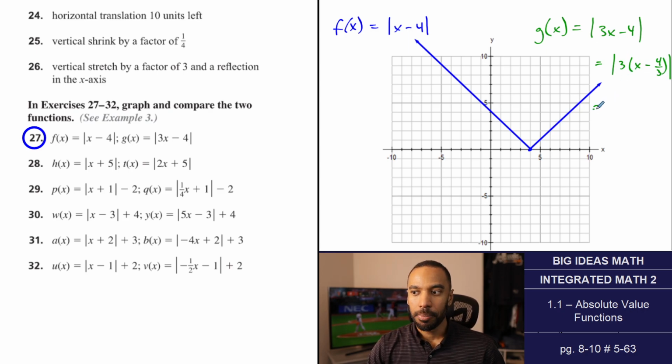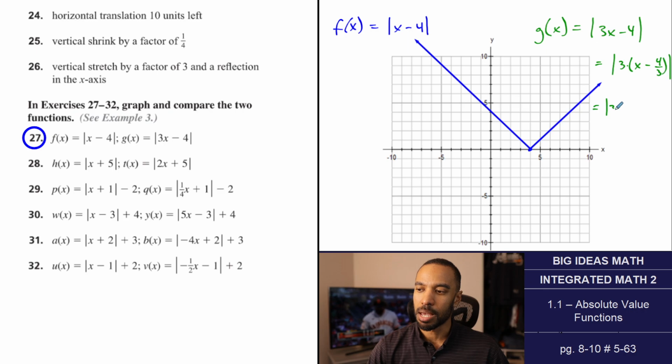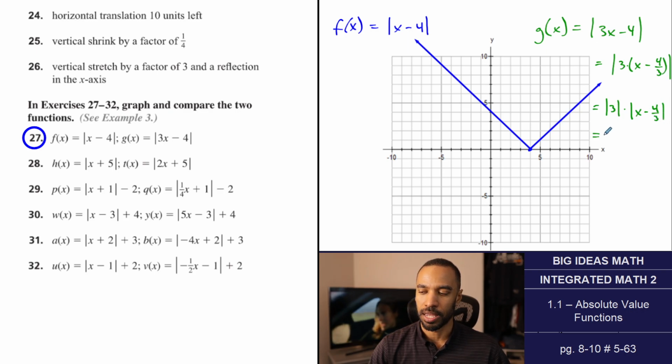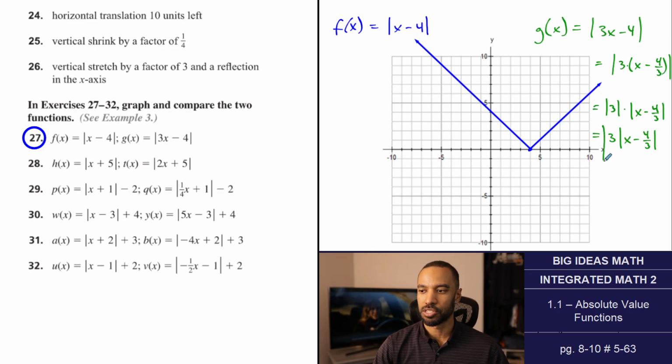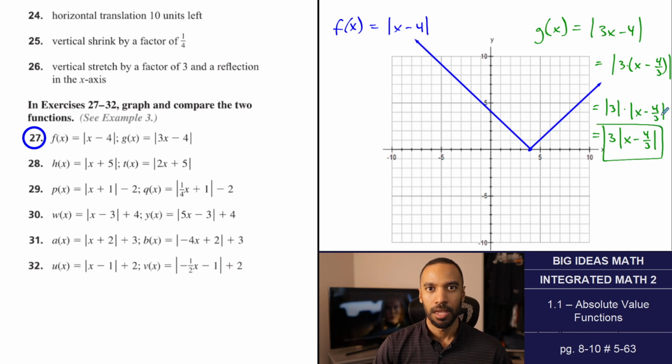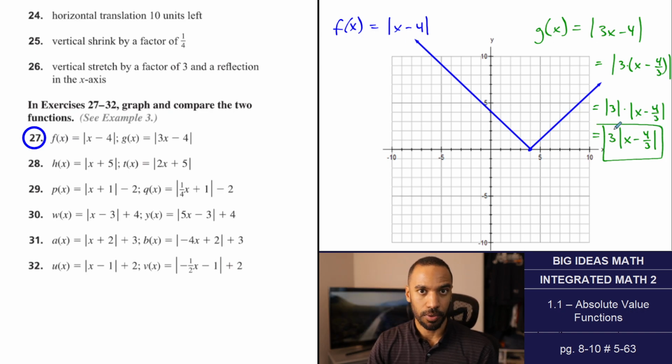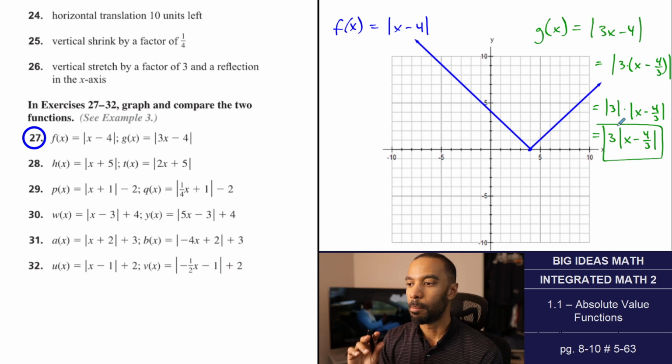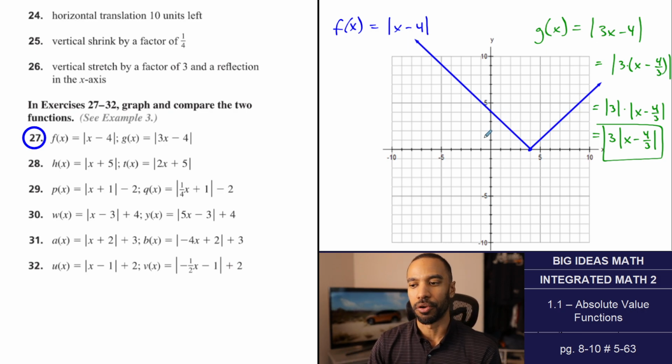There is a property you can use with absolute values: a product, this is 3 times this quantity, I can separate into 2 separate absolute values like so. Absolute value of 3 times absolute value of x minus 4/3. And the absolute value of 3 is 3. So this can be rewritten as 3 times the absolute value of x minus 4/3. This is your g of x function. This gives you an a value of 3, which answers that question, but the h wasn't 4, it's 4/3.